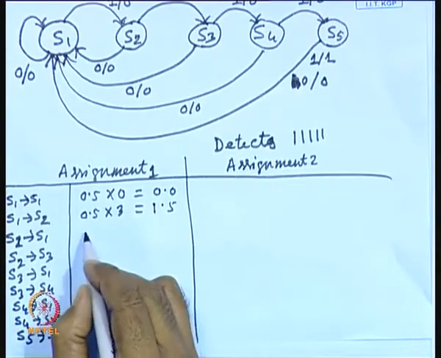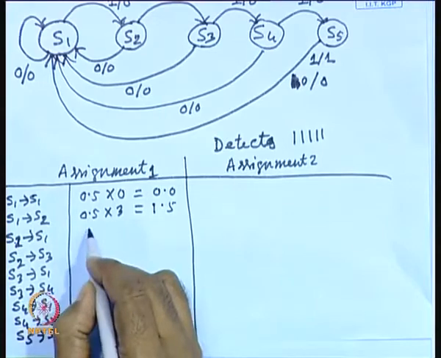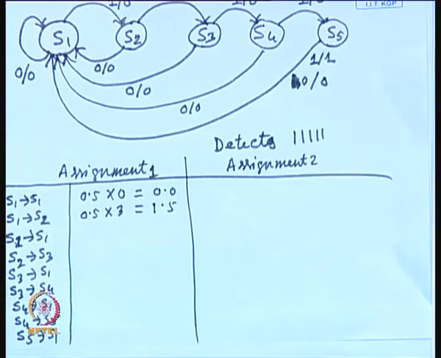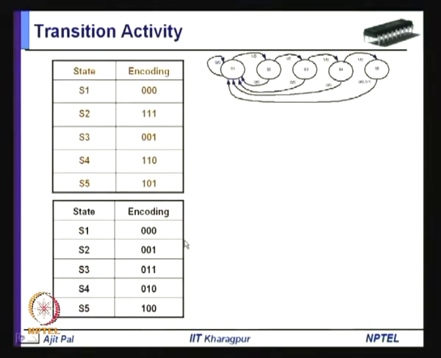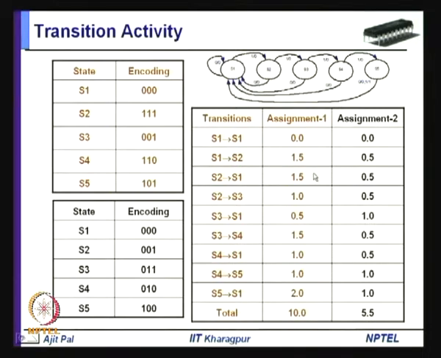1.5. So, in this way, from S2 to S1, the code for S2 is, as you have seen, 111. Let me show it here itself, where you have got all the codes as well as the transitions. So, you can see here, whenever it goes from S1 to S1, probability is 0.5, and since it is going from S1 to S1, there is no transition. So, there is no switching activity. So, it will be 0, and for S1 to S2, the number of transitions is 3 and probability is 0.5. So, 0.5 into 3 is 1.5.